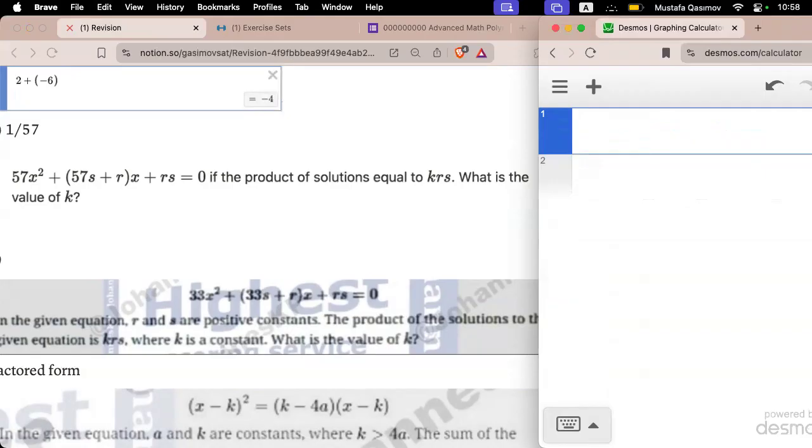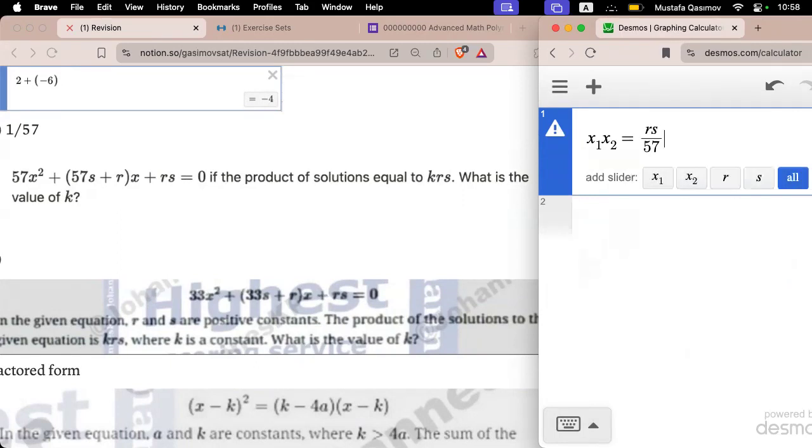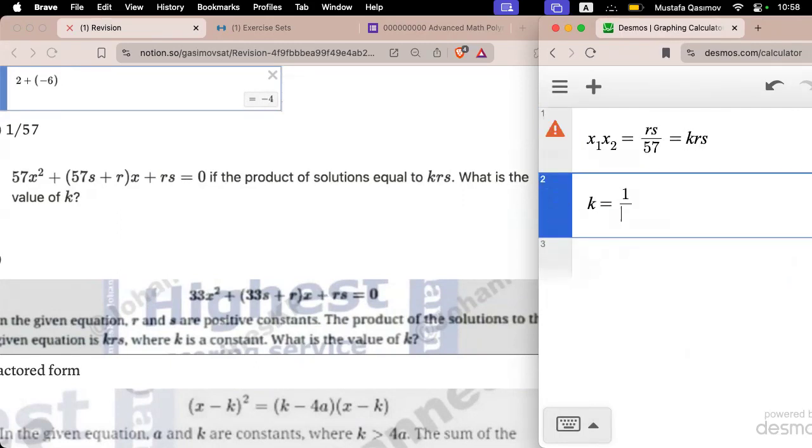You can divide it by 57, or you can directly write x1 times x2 is equal to c over a. Here, c means it is the constant. When you don't have x in any part, all of them is c. You have to divide by the leading coefficient, 57 is equal to k r s. Then k is equal to 1 over 57.